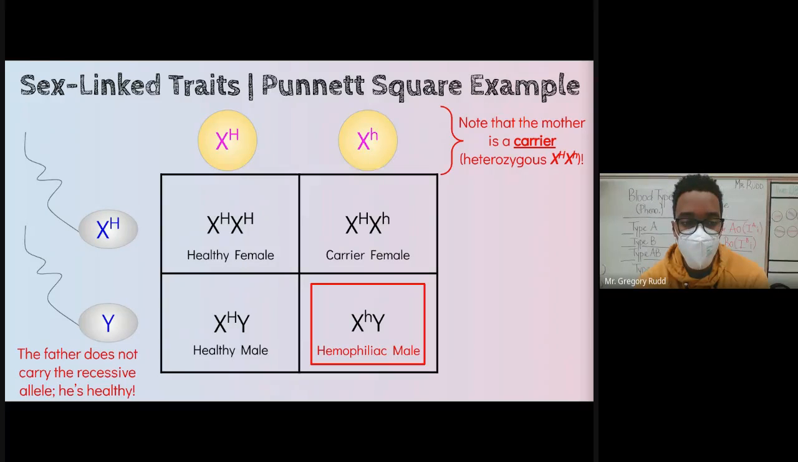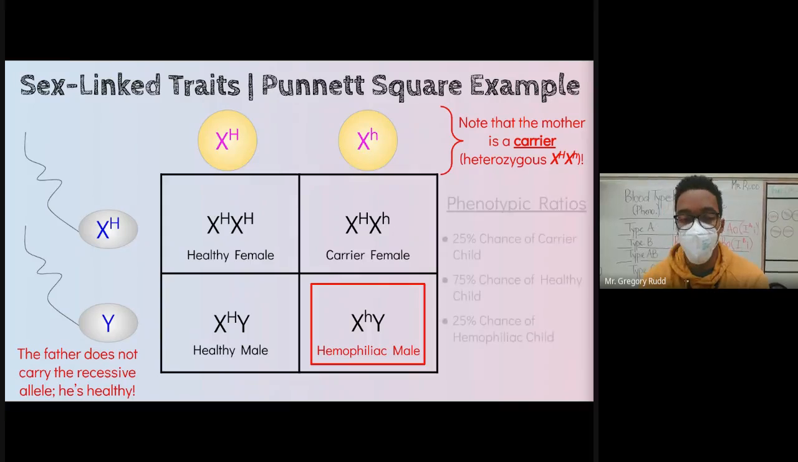Then there's a box in the bottom left. There's a 25% chance that they have a healthy son, a healthy male child. But then there's that box in the bottom right, which shows that there's a 25% chance that they have a son who is a hemophiliac.